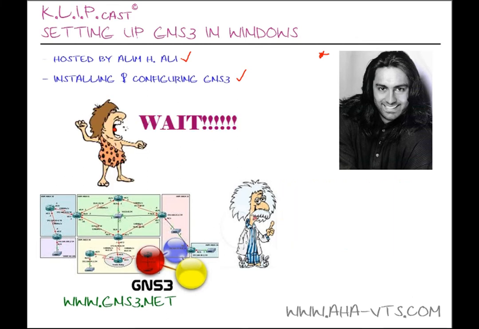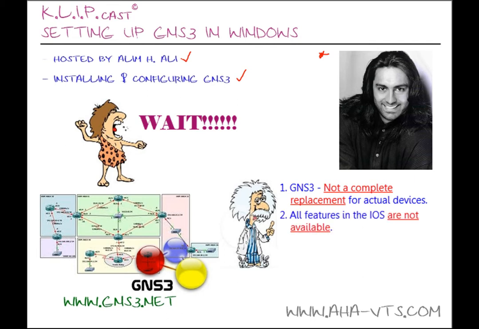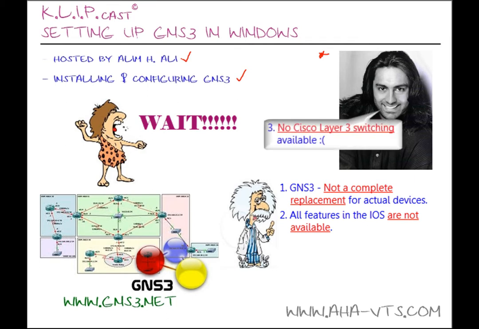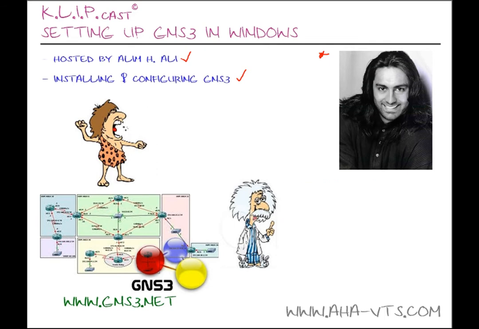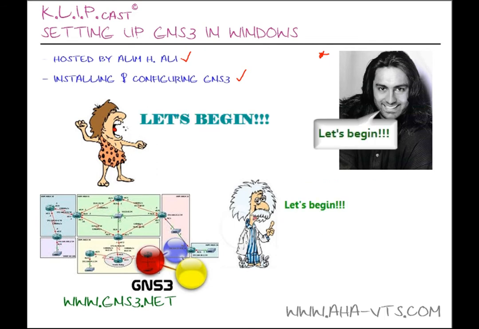However, there are a few caveats. First, GNS3 is not a complete replacement for actual routers and switches and other networking devices, although they come mighty close. Second, not all of the features within the IOS may be available within the emulated routers and switches. And third, and probably most important from my perspective, there is currently no support or emulation for Cisco Layer 3 switches, which I'm hoping they'll have someday if they're able to emulate ASIC processors. Well, with all that being said, let's begin.